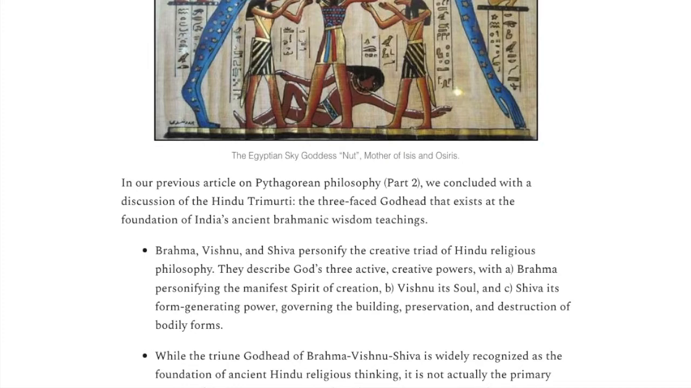of the Hindu Trimurti, which is the three-faced godhead that exists at the foundation of India's ancient Brahmanic wisdom teachings. Brahma, Vishnu, and Shiva personify the creative triad of Hindu religious philosophy. They describe God's three active creative powers, with Brahma personifying the manifest spirit of creation. So Brahma is spirit, Vishnu is its soul, and then Shiva is the form generating power. It's an aspect of Brahma, but it's expressed through Vishnu, like a power reflex of Vishnu.